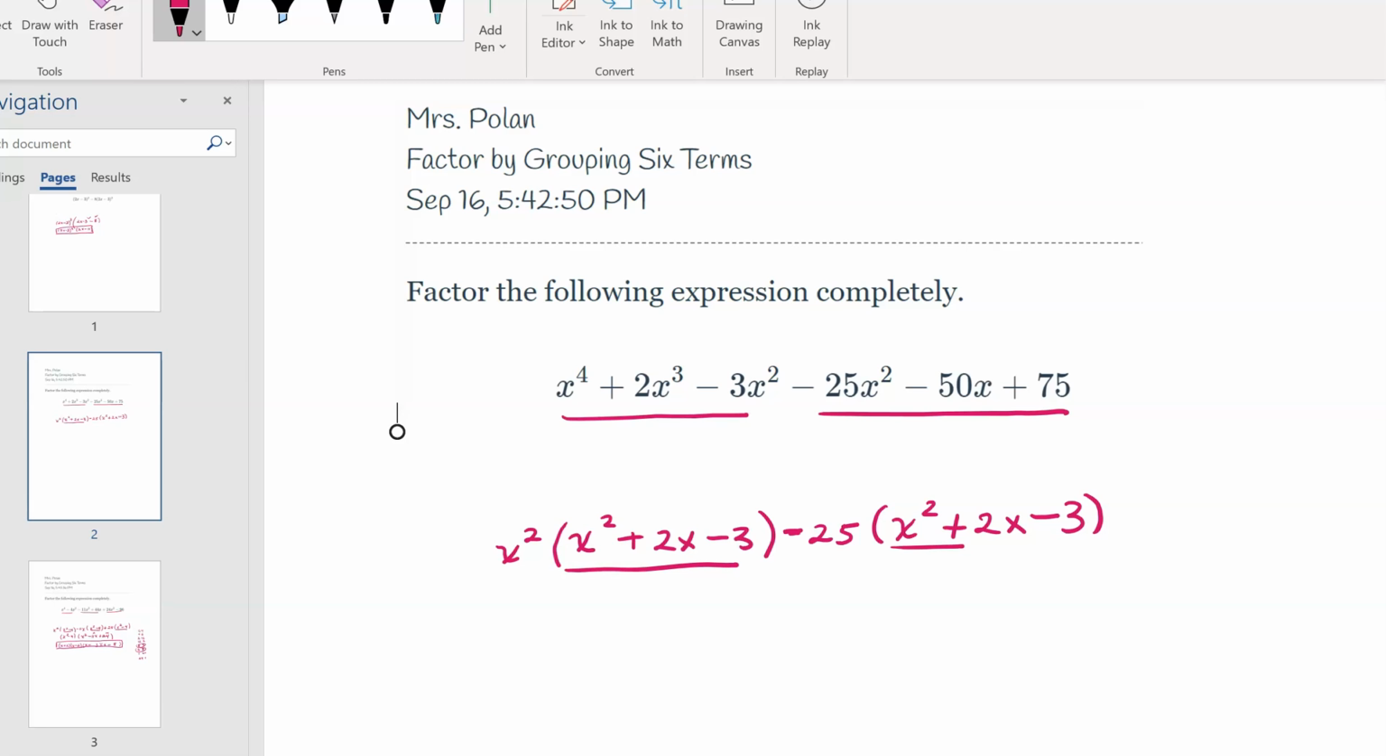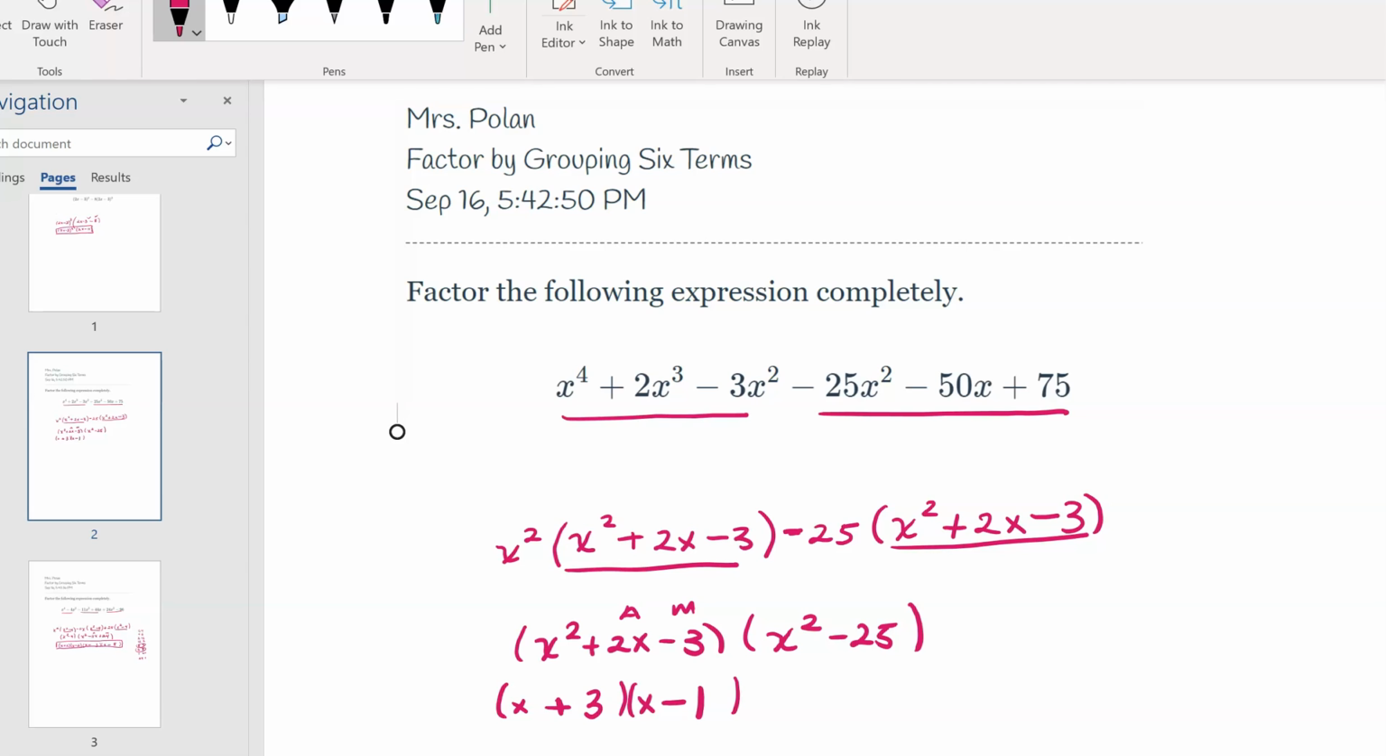I now have a common trinomial of x squared plus 2x minus 3. And when I factor that out, I'm left with x squared minus 25. I can factor each of these pieces further. So the signs are going to be different in the parentheses for the trinomial. Two factors that multiply out to negative 3 and add to positive 2 are 3 and 1. For the second polynomial, I can apply dots, and I get x plus 5, x minus 5.